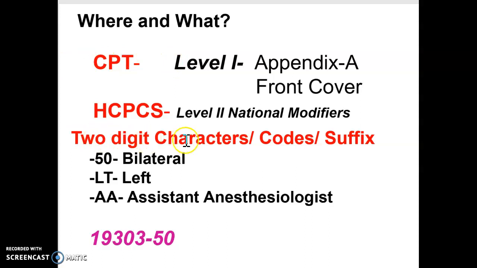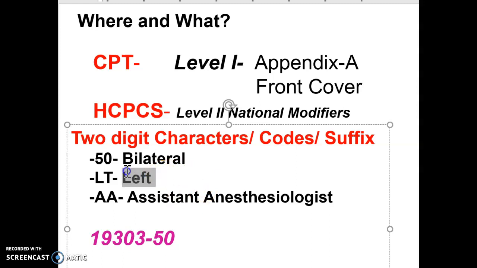These are the two-digit characters, codes, or suffixes, such as 50, used for bilateral procedures, and LT, anything that is done on the left side. Remember, bilateral, left and right are only for organs that are present on both sides of the body. AA is for an assisting or assistant anesthesiologist. There are different kinds of codes, and these two are actually CPT, but the AA comes from HCPCS. And this is the confusing part: where do you find which modifier, correct?